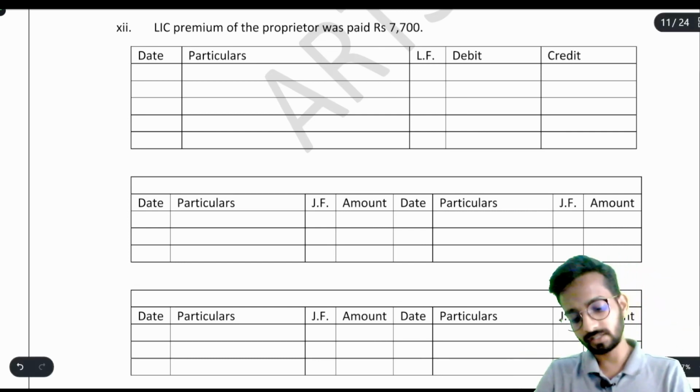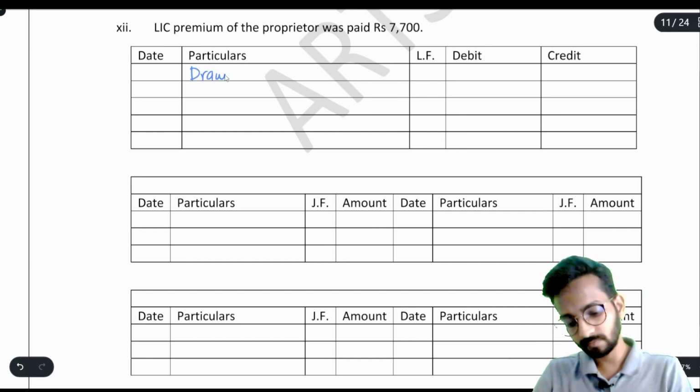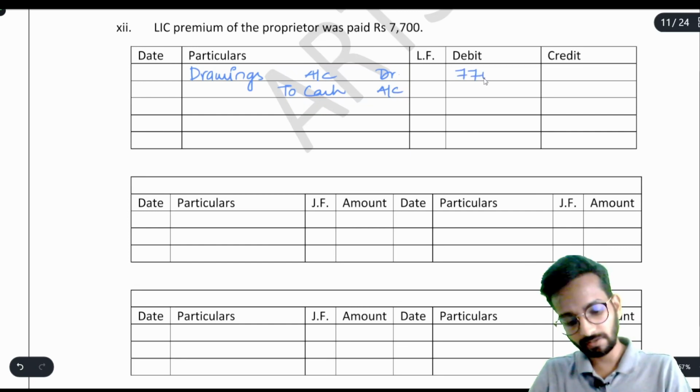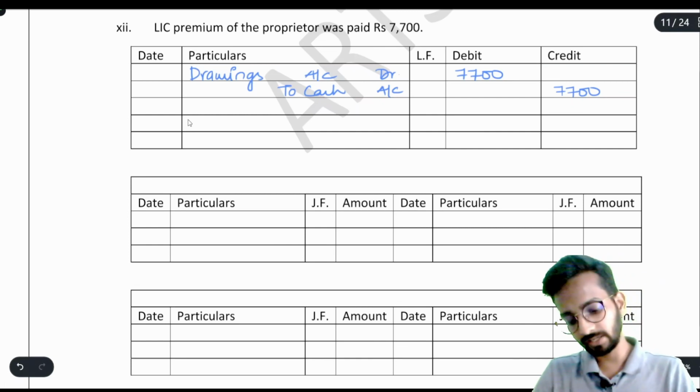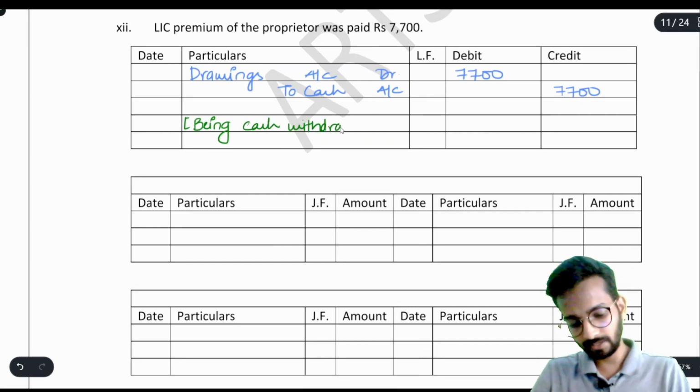So, what does the firm understand? The firm will say drawings account debit to cash account. How much is the amount? 7700, 7700. That's it. The firm understands that whether you are paying LIC premium or not, it doesn't matter to the firm. The firm will say he has withdrawn the money, drawings account debit to cash. So, you will write here in the narration being cash withdrawn by proprietor.